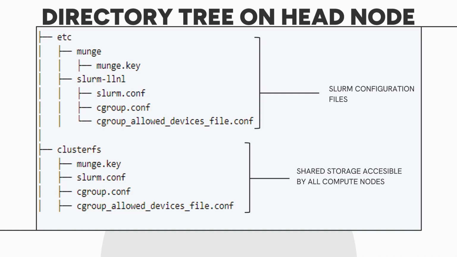Being displayed right now is a directory tree of all files relevant to the Slurm setup. All required configuration files for Slurm are stored in /etc/slurm-llnl. Each node needs to be able to access the same files to complete jobs together. Therefore, a 16 GB USB drive connected to the head node is set up as shared storage.